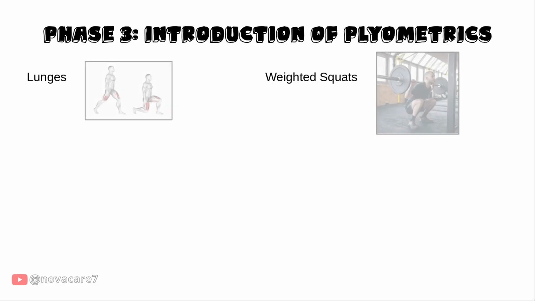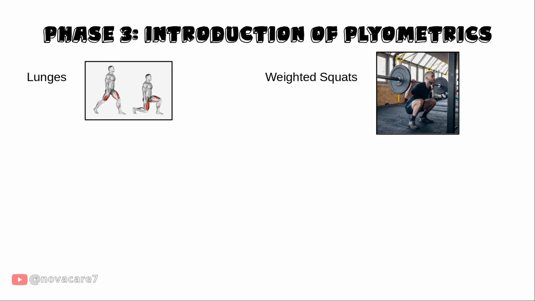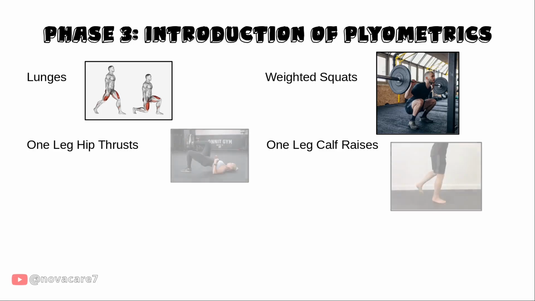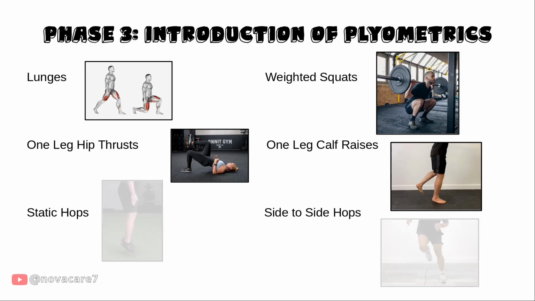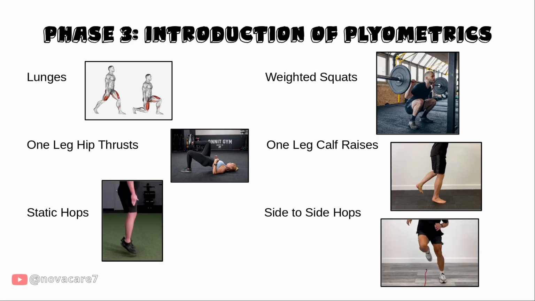So we have lunges and weighted squats, in which we are going to introduce, of course, the weight little by little. We have one leg hip thrusts and one leg calf raises, doing it one leg to increase the intensity. And we have plyometrics, static hops, and side-to-side hops, which are gonna prepare the knee for those sorts of impacts we talked about before.